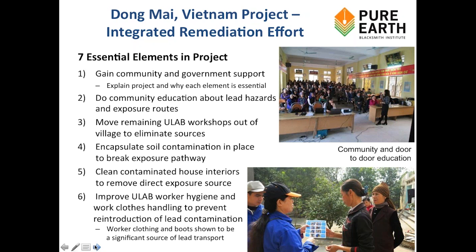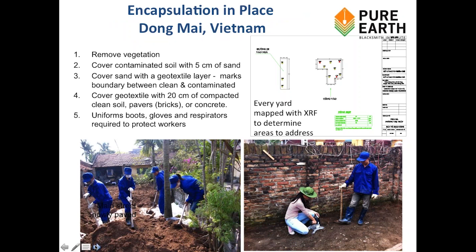So the actual technology used was very simple. You remove the vegetation. We covered the contaminated area with, well, first we mapped every single yard. There's a typical map shown on the upper right here. That mapping was done with an XRF. You can see the picture on the lower right of that work being done. So we covered the soil with 5 centimeters of sand, covered that with geotextile, and covered the geotextile with 20 centimeters of compacted clean soil.